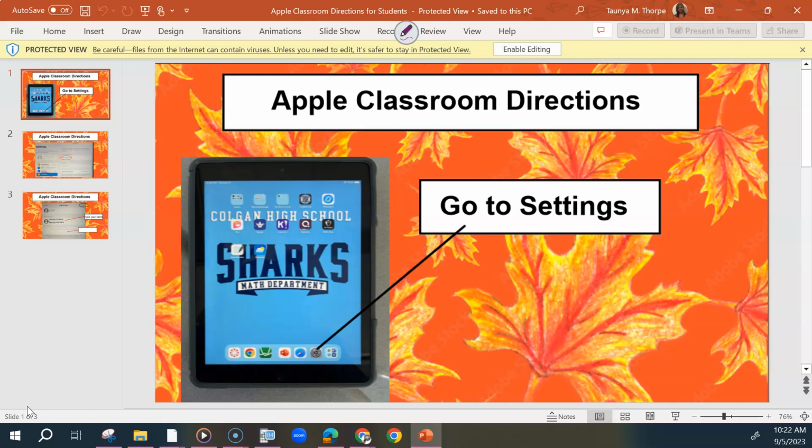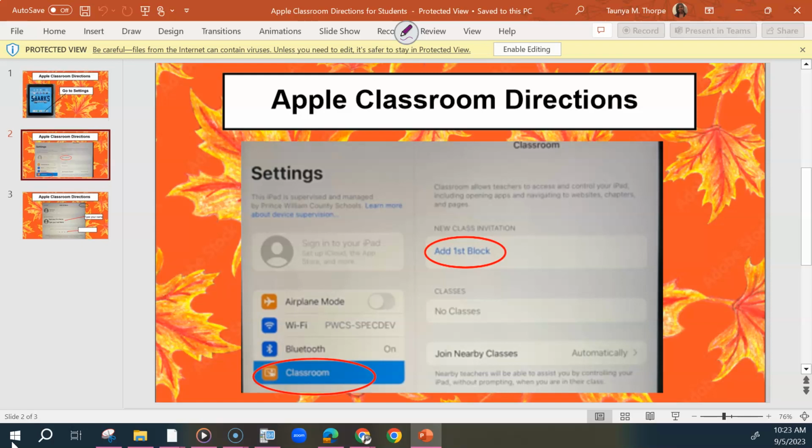In your iPad, go into settings. So if you did not grab an iPad, go grab one from that cart. Settings. You should see, I'm sorry, this picture is a little blurry, on the side something that says classroom in orange. Click that.